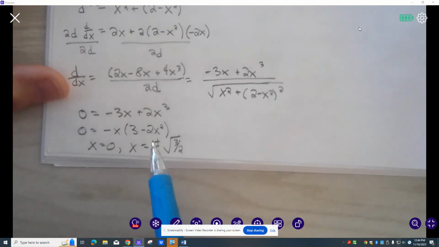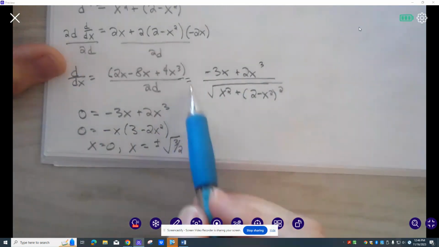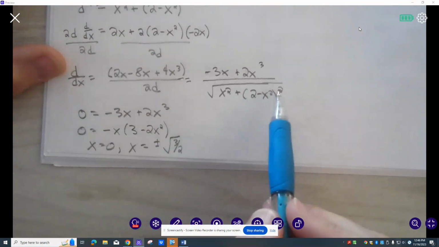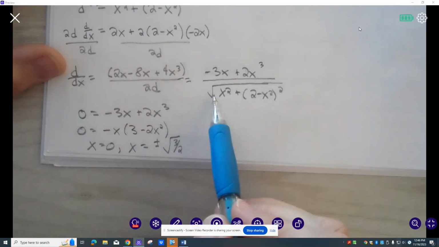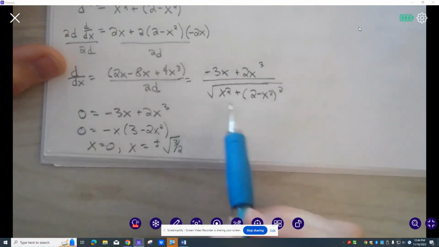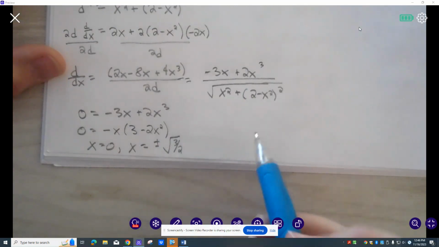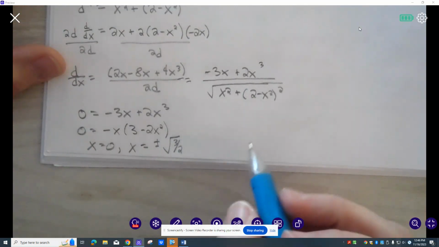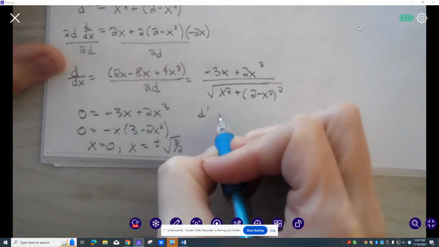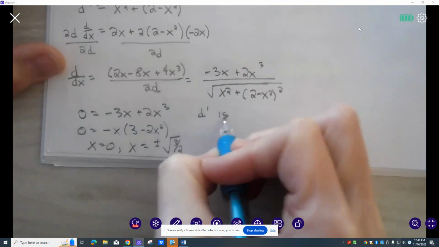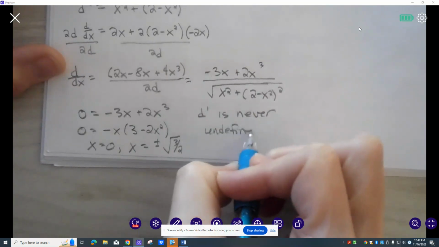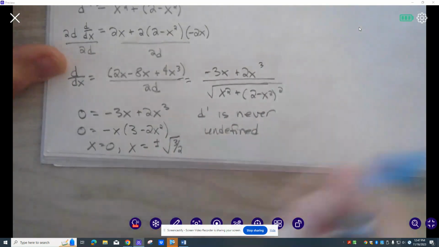And then we also need to remember, if this is the function that we're taking the derivative of, these are critical points, but this denominator also can't equal 0. If you set this denominator equal to 0, you're going to find out that that never happens, basically because of these x squared. So I'm going to say d prime is never undefined. Okay, so these are my critical points that I need to check.